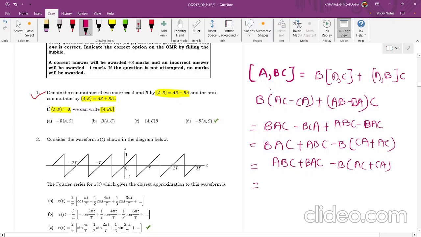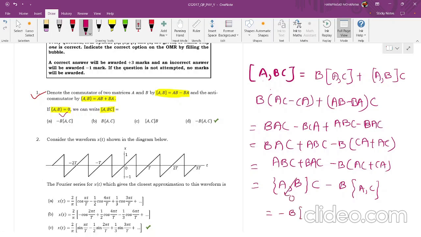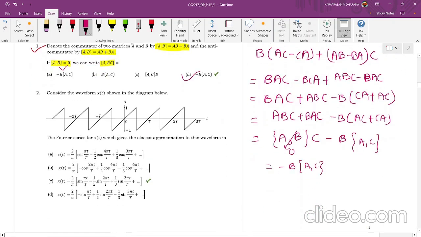So I can use here the anti-commutation of AB as AB plus BA. The property says, so C minus B. I can again use the anti-commutation relation of AC, isn't it? And in the question, I have been given that the anti-commutation of AB is 0. So this term is 0, and I am left with B times the anti-commutation of AC. And your answer is this. Option B is the correct answer. Okay, moving on to the next one.